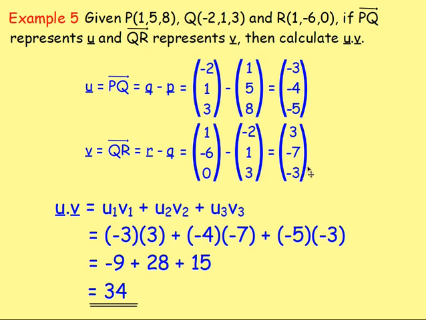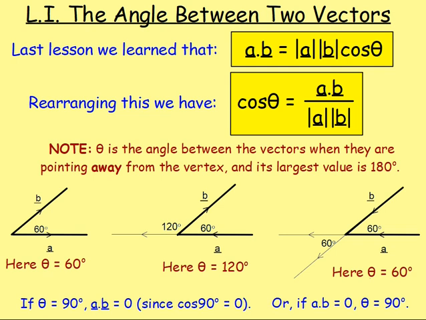From there, once you have the components, you can then go into the formula u dot v equals, and multiply the x's together, multiply the y's, multiply the z's, and then add them all together. So we'd have u dot v equals 34.